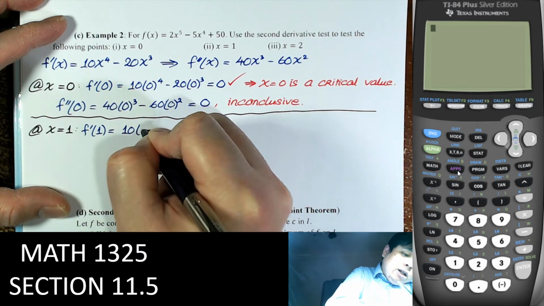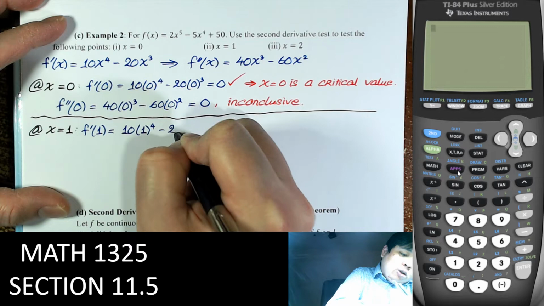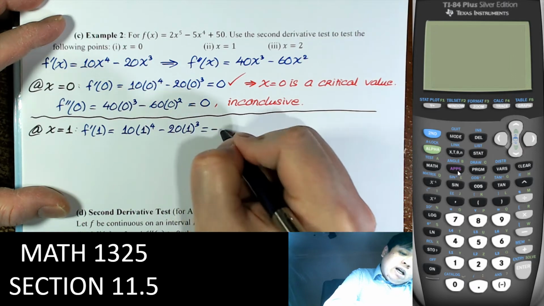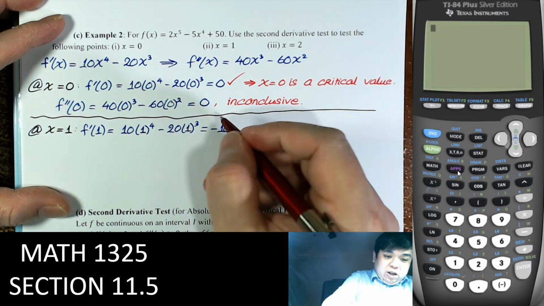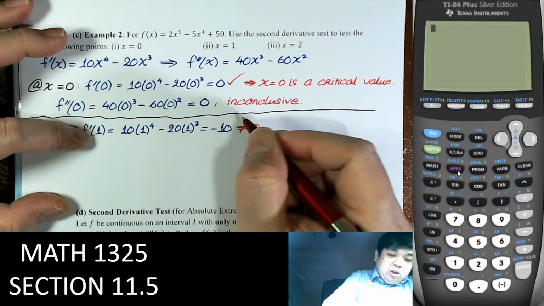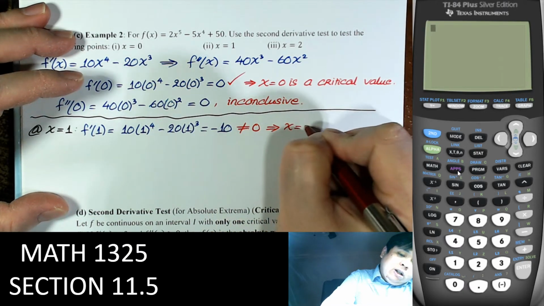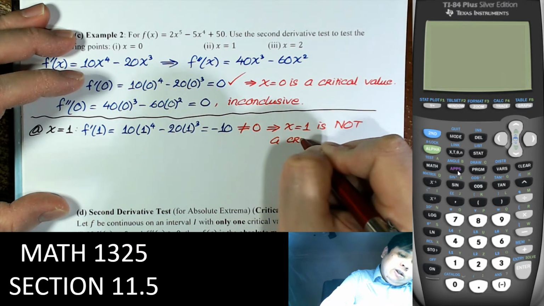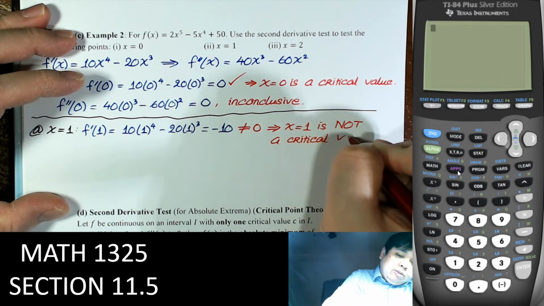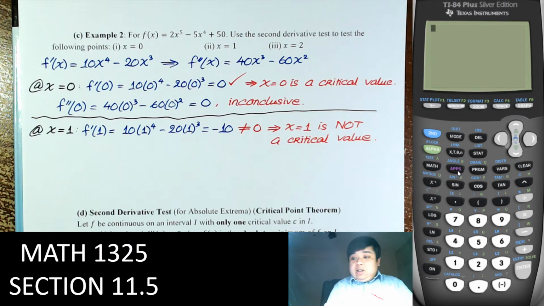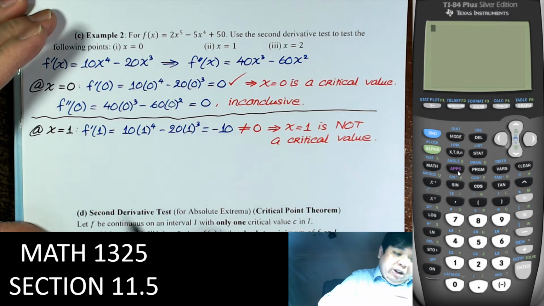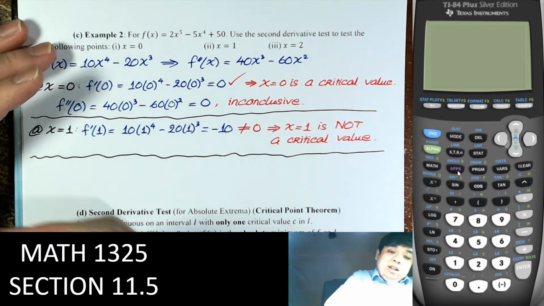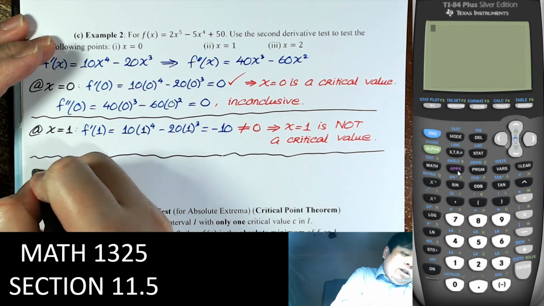10 times 1 to the 4th minus 20 times 1 cubed. That gives us 10 minus 20, that's negative 10. So this is not equal to 0. Derivative is not equal to 0. So x equal to 1 is not a critical value. So we're just going to stop there, because if it's not a critical value, we cannot go ahead and use the second derivative. So x equal to 1 is not even a critical value.